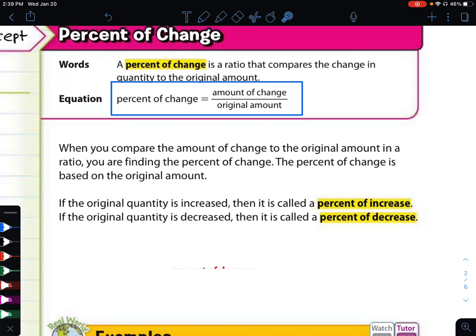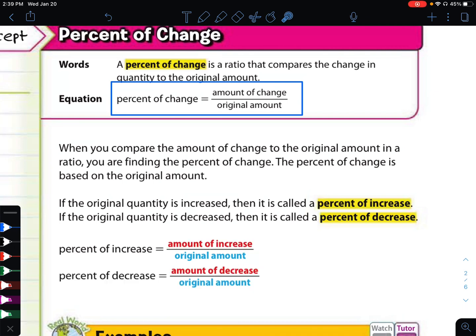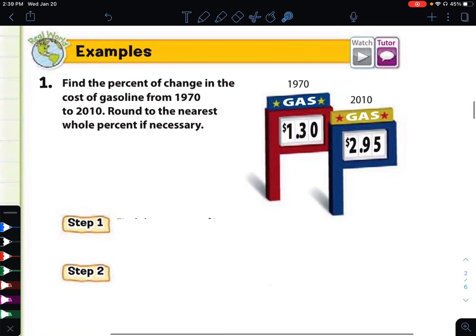Okay? If we want to make this into a formula, percent of increase is the amount of increase over the original amount, and percent of decrease is the amount of decrease over the original amount. Again, we are not changing our formula, it's still the same. The only thing that's changing is the amount of change, whether it's an increase or a decrease. But if you look at our denominator, it remains the same, original amount. Okay, let's take a look at example number one and see how this works.